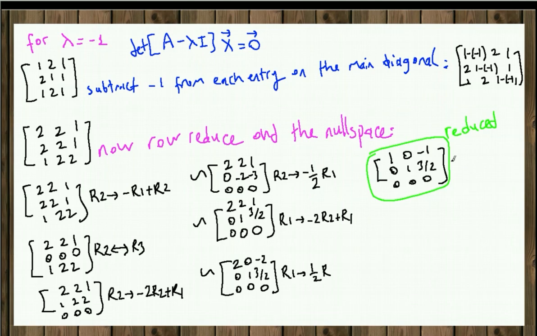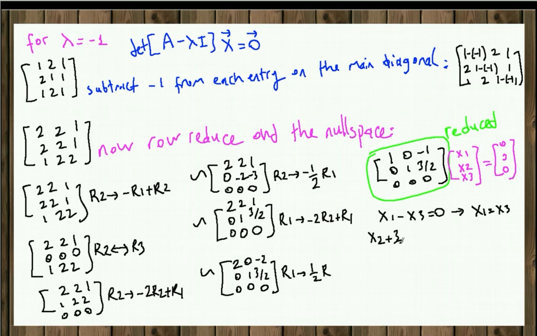Now we're going to find the null space. This is like x1, x2, x3, A times x equals 0. From the first row, we get x1 plus negative x3, which is x1 minus x3, equals 0. From here, x1 equals x3. From the second row, x2 plus 3 over 2 x3 equals 0. We get x2 equals negative 3 over 2 x3.